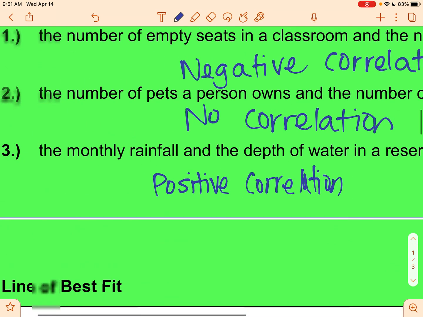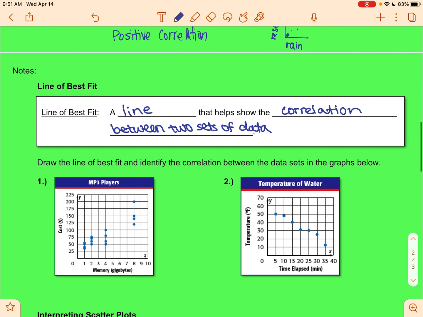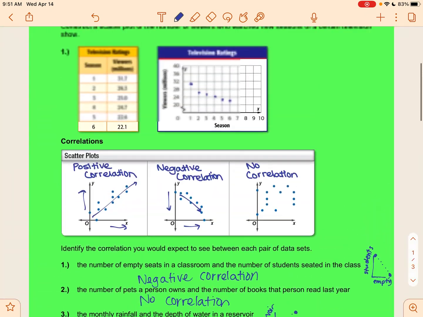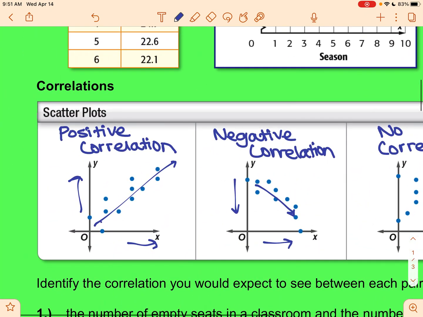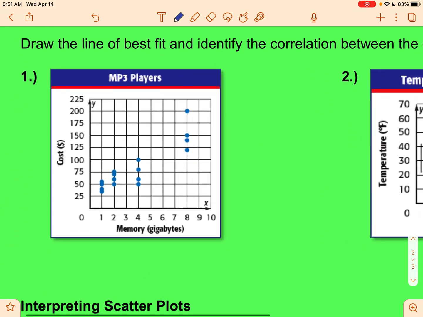Oh, sorry, that was kind of sloppy. Alright, so now we are going to move on to line of best fit. Line of best fit is a line that shows the correlation between two sets of data. So I kind of drew a line of best fit in these two graphs when we talked about positive and negative. So that's all we're going to be doing in this one.